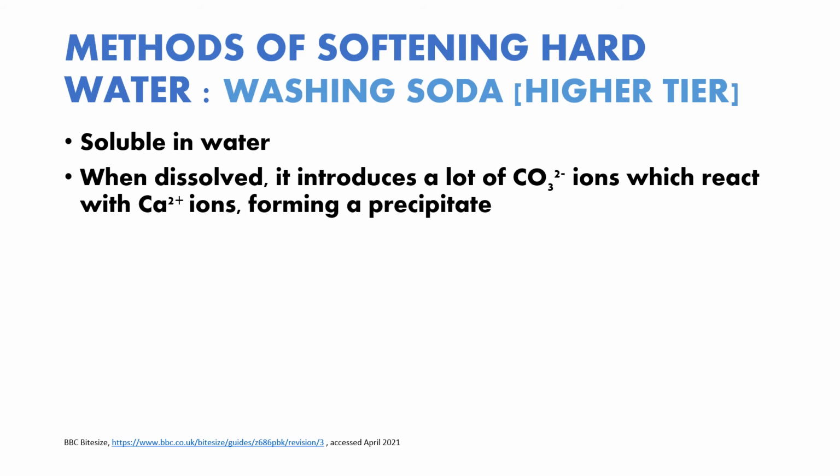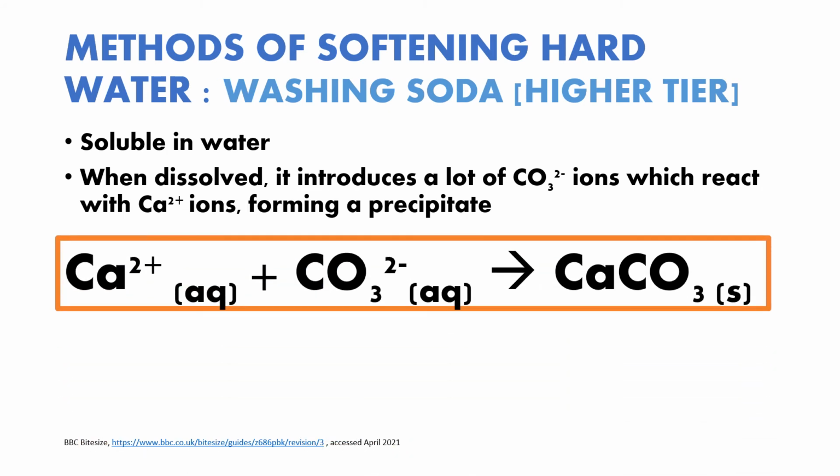Now on to content for the higher tier students regarding washing soda. Sodium carbonate, or washing soda, is soluble in water. When dissolved in water, it introduces a lot of carbonate ions, which can react with the calcium ions in hard water, causing calcium carbonate to precipitate out. Now, pause the video and see if you can figure out the equation for formation of calcium carbonate. Here's the equation, and congratulations if you got it right.